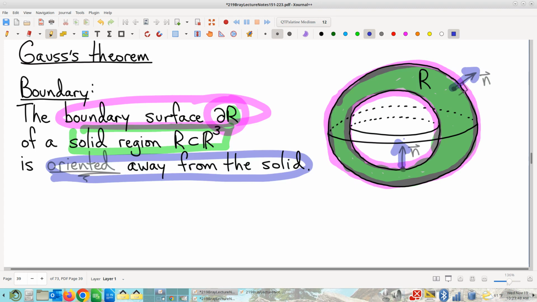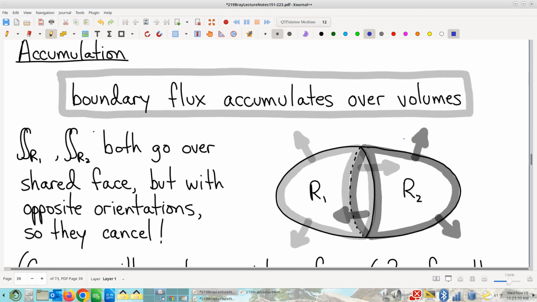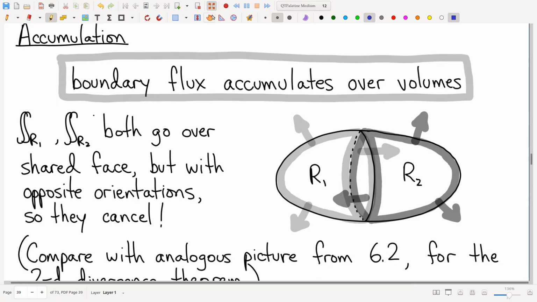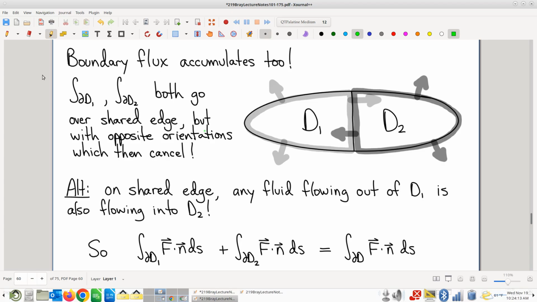Okay, and with that established, I'm going to give myself some more space too. I'm going to observe that boundary flux is an accumulating quantity. We've already seen this in some sense. Let's go back to chapter 6, I guess it was. We already talked about how boundary flux accumulates. We just talked about how boundary flux accumulates in a two-dimensional context.